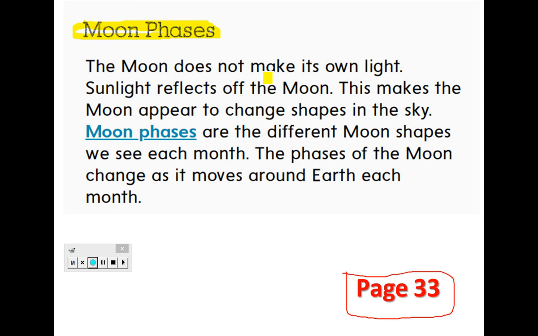The moon does not make its own light. Sunlight, highlight with me, sunlight reflects off the moon. This makes the moon appear to change shapes in the sky. Moon phases are the different moon shapes we see each month. The phases of the moon change as it moves around Earth each month.